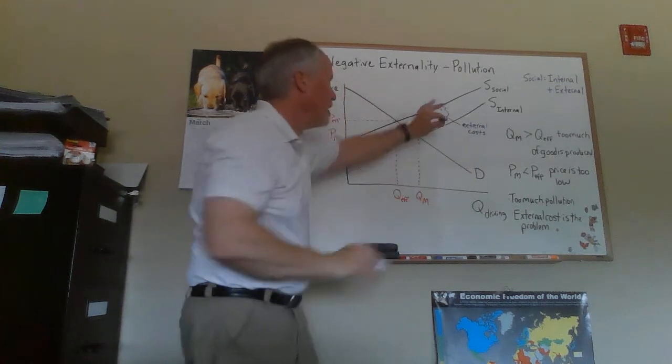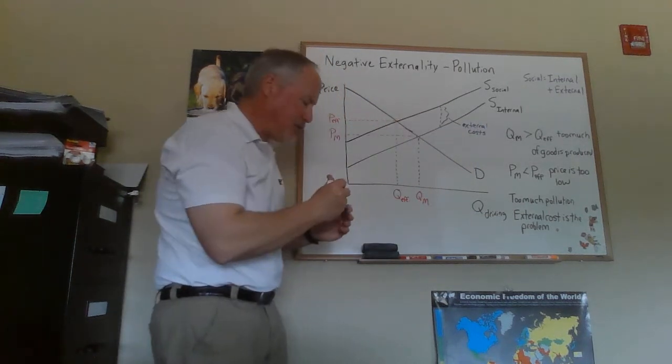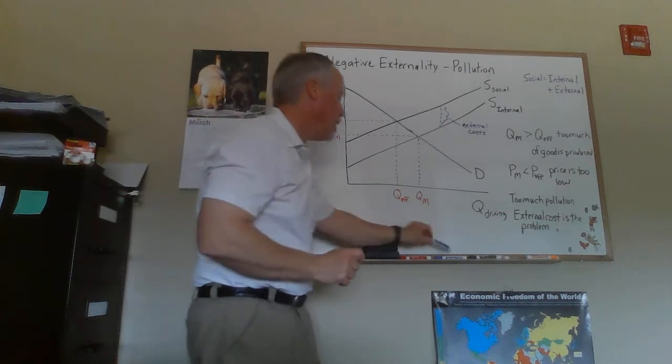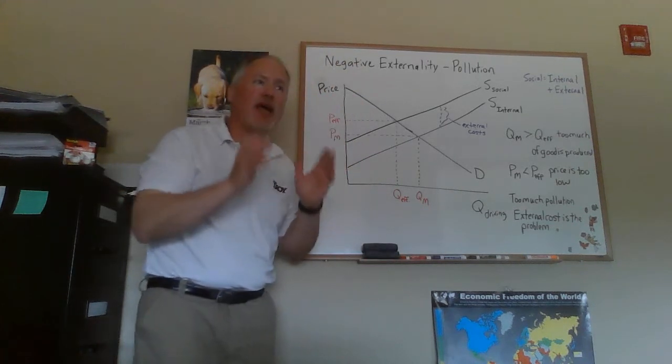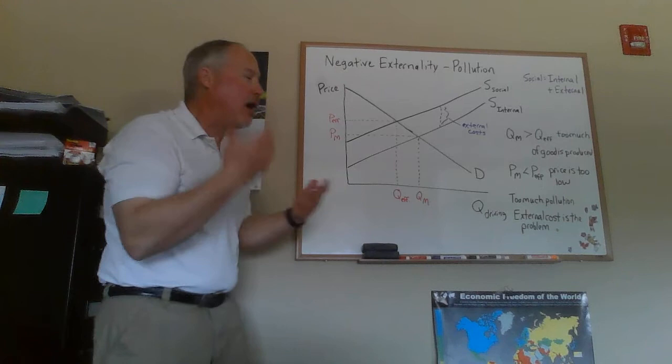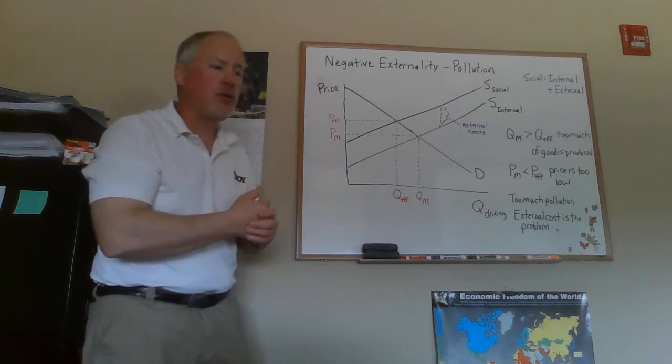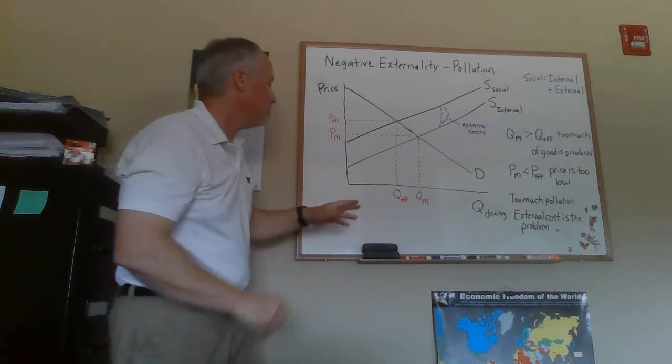The external costs are here. They're represented in the distance between these two curves. Okay, so we have that. So that's how we want to think about the externality. Now, all we have to do is think about equilibrium and efficiency.